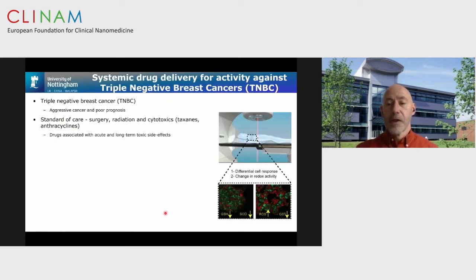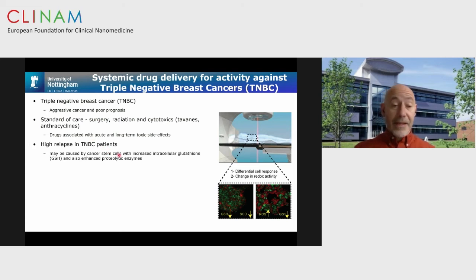So I'm going to just give one example today, and that's a systemic drug delivery for activity against triple-negative breast cancers. The reason why we've been interested in this is that it's a particularly aggressive cancer with a very poor prognosis, very much so within particular patient groups. The current standard of care is surgery, radiation and cytotoxics, and these are rather suboptimal at the moment. Many of the drugs are associated with acute toxicities and also long-term toxic side effects. So there's a real clinical need to improve treatments for TNBC.